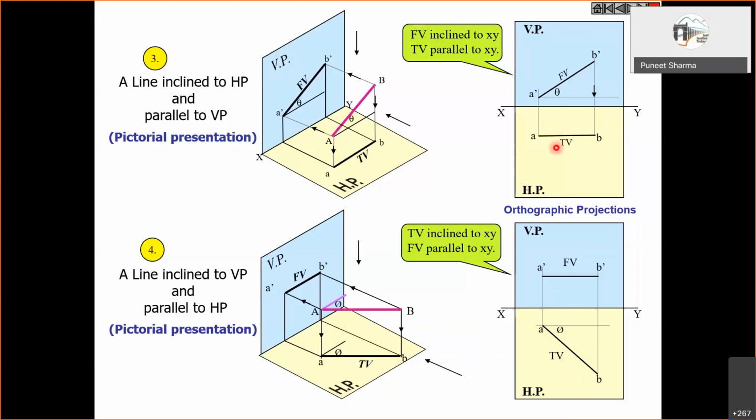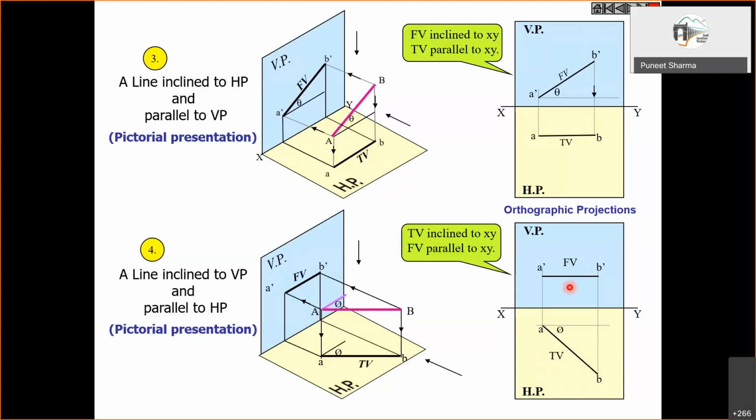Is this length the true length of the line? No, sir. So that's what I'm saying, that when the line is parallel to the vertical plane, we have the true length of the line shown by the front view, but the top view is the reduced length. Likewise, when it is parallel to the horizontal plane, we get the true length in the top view, but the front view is the reduced length.